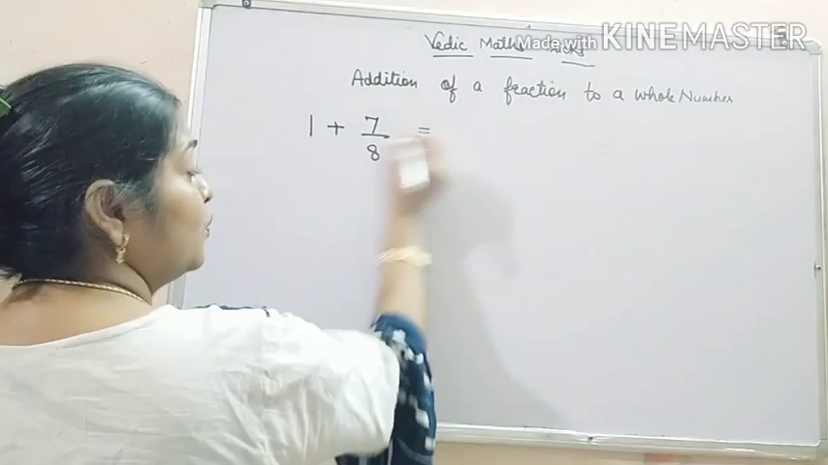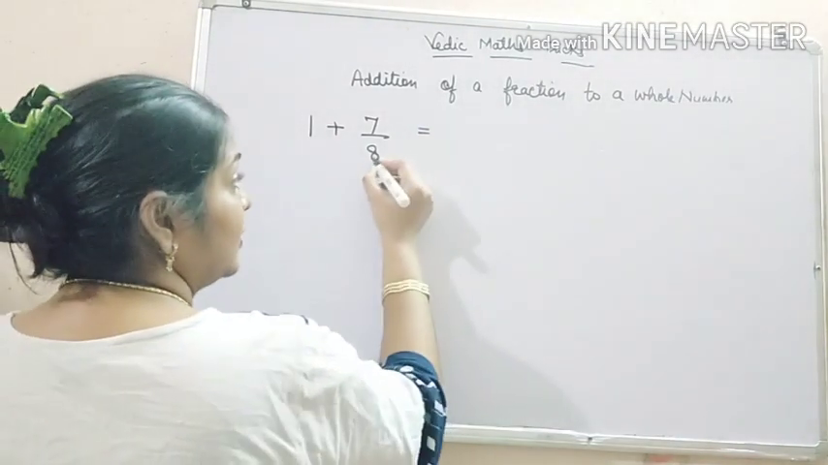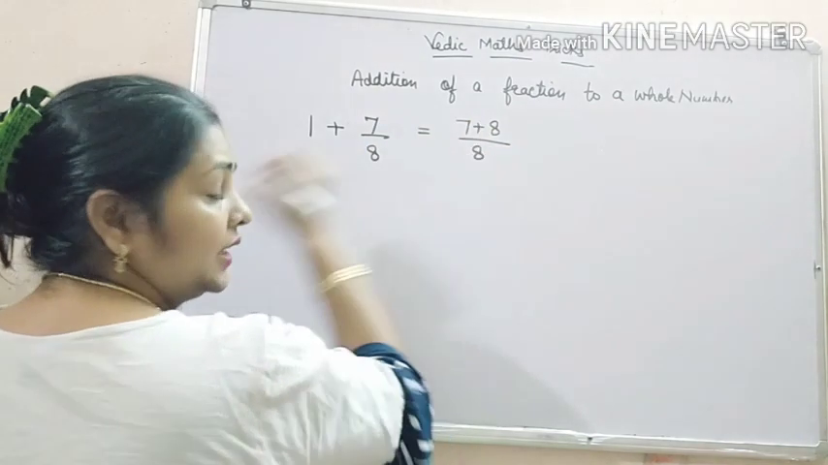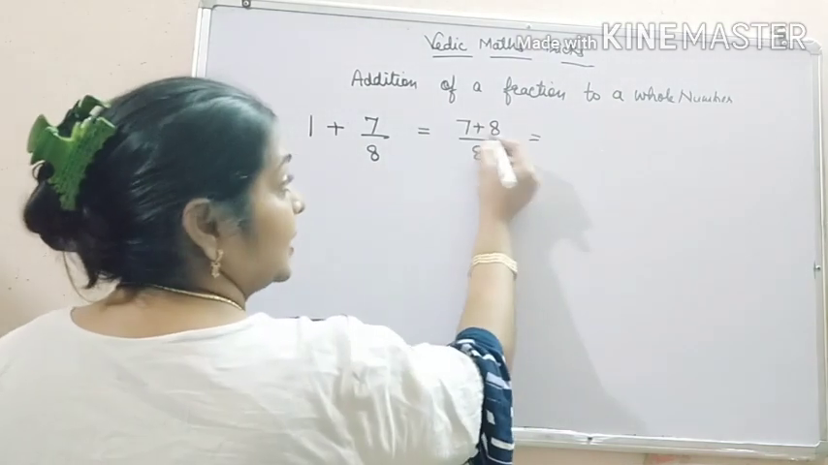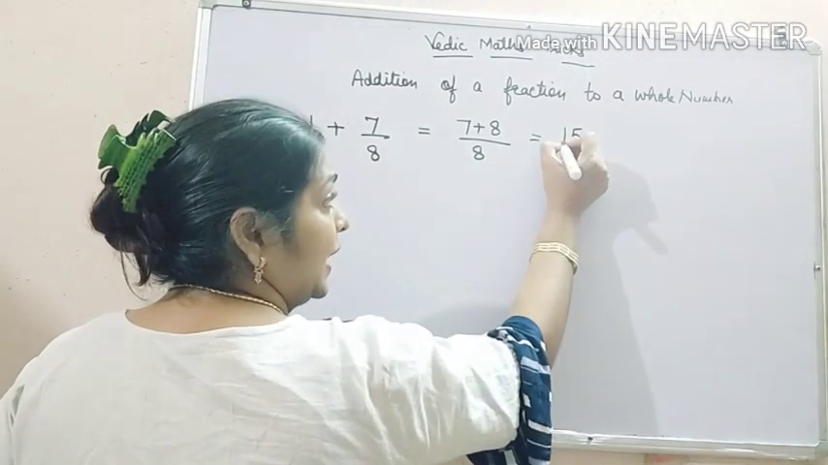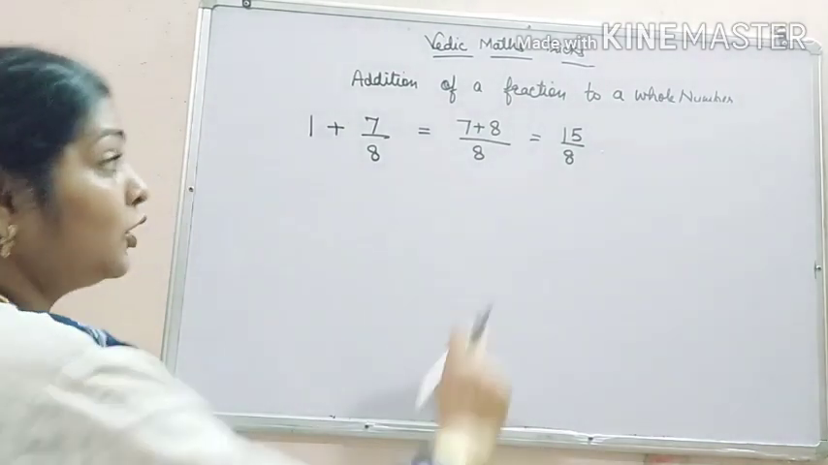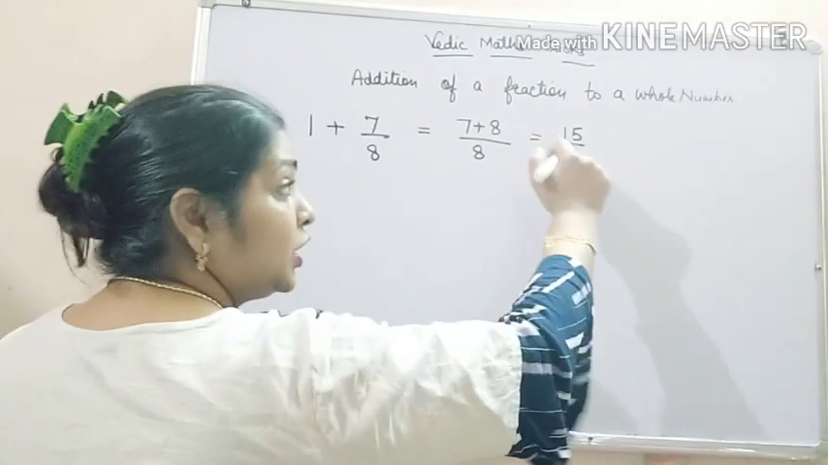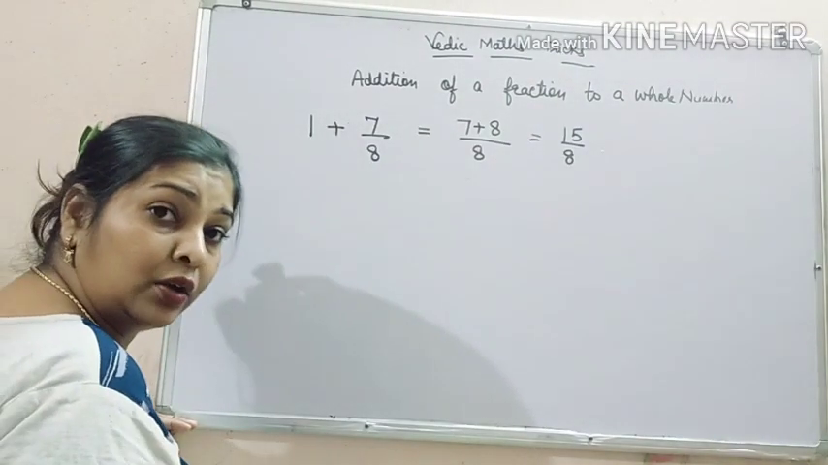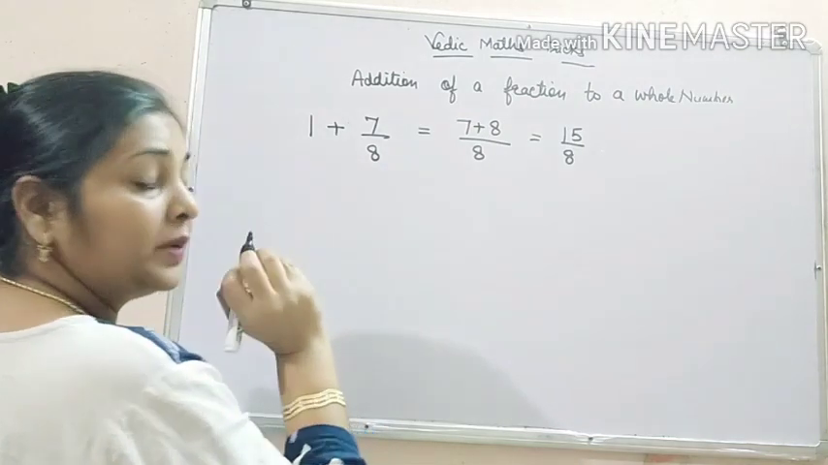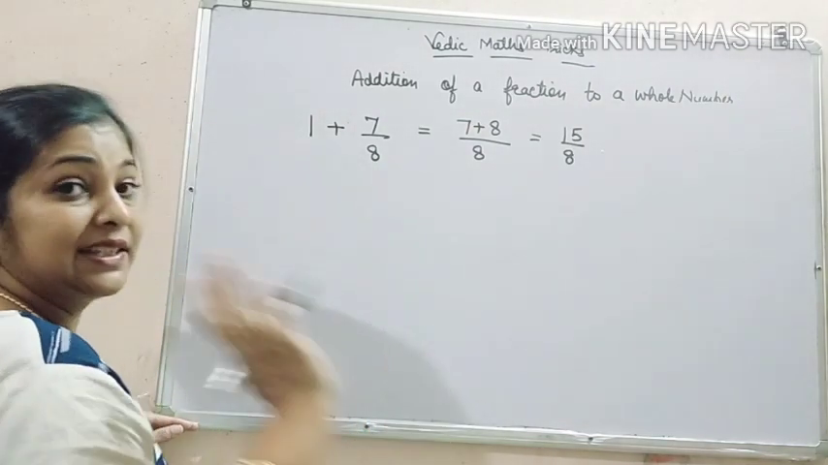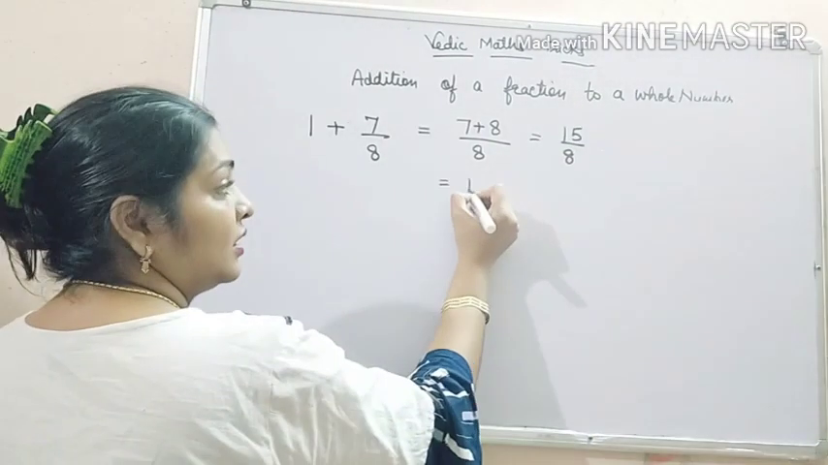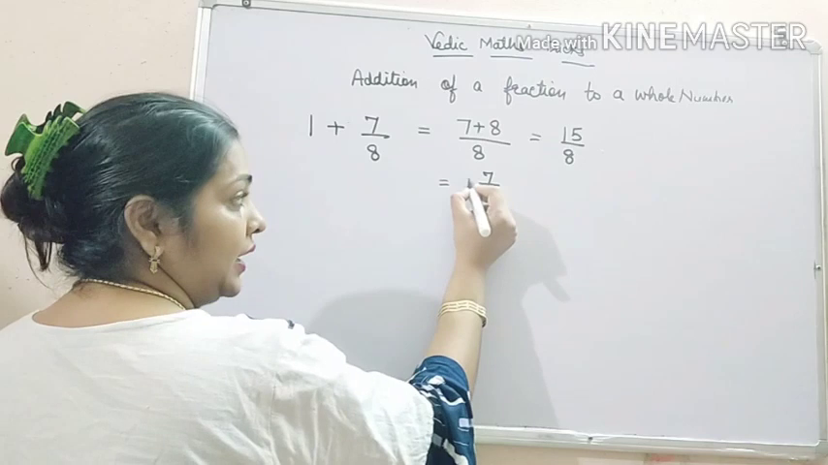So the formula for it is that we have to add numerator and denominator, and the denominator remains same. 7 plus 8, 15 by 8. Okay, now it is an improper fraction and you need to convert it into mixed fraction. Conversion of mixed fraction is even easier than this. You need not do anything with it. Just write 1 and 7 by 8.